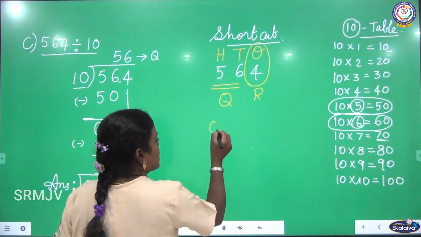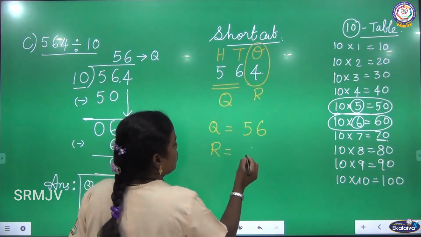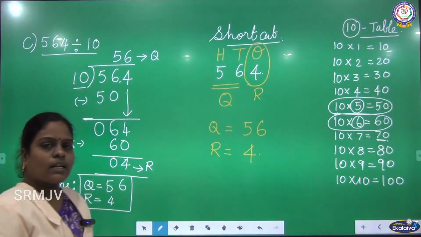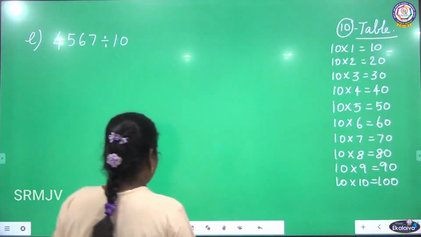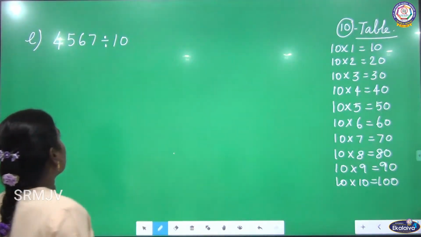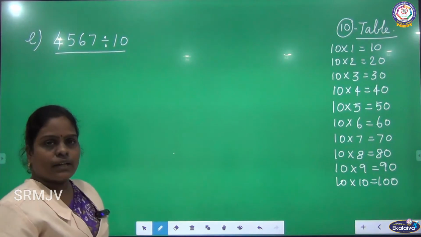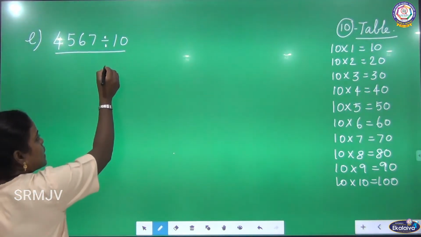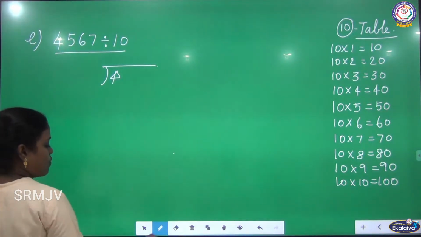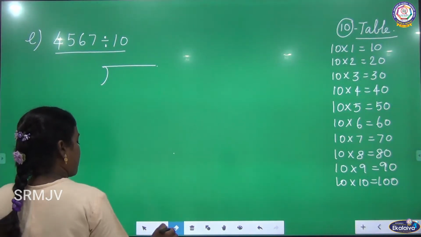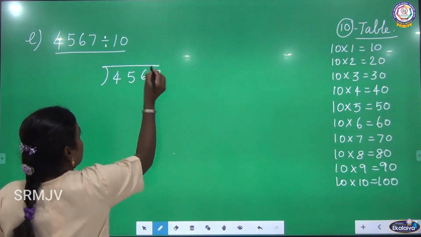Yes, quotient is 56 and the remainder is 4. Is this clear? Yes, we will move to the next question. The next question is 4567 divided by 10. Now we will arrange the numbers in the division bar. 4567 divided by 10.